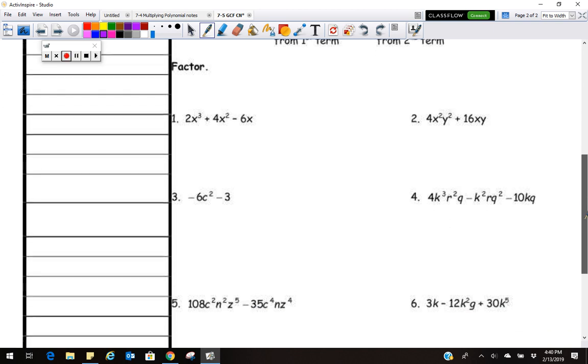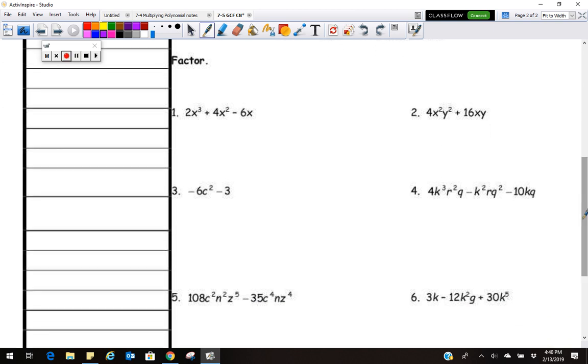Let's do a couple of these down here. We're not going to do all these because some of them have way too many variables in them. So let's look at number 1. I've got 2x to the third plus 4x squared minus 6x. Well, you can see that all of those numbers are even. So let's take out a 2. And so basically we're going to divide everything by 2.